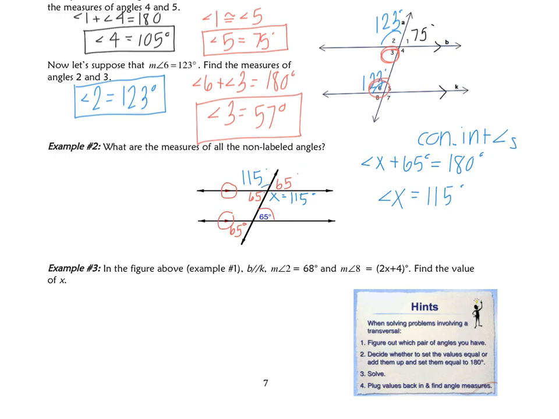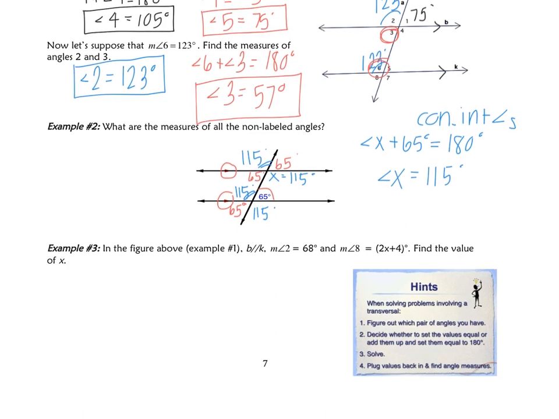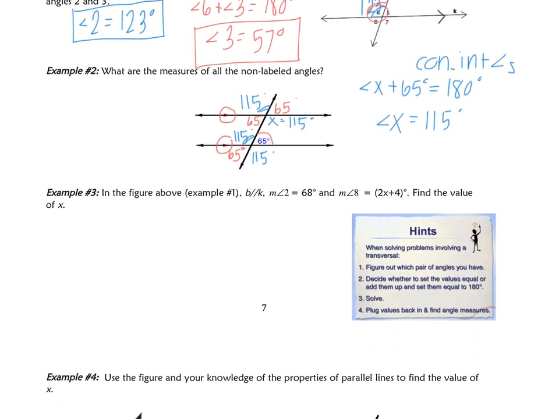Corresponding position, if this is above and to the left, that means another above and to the left would be 115 degrees, and end with a vertical of 115 degrees. Okay, many ways to do it. Again, vertical angles, consecutive interior, alternate interior, linear pair, anything that you can use, and you can find all those unknown measures.